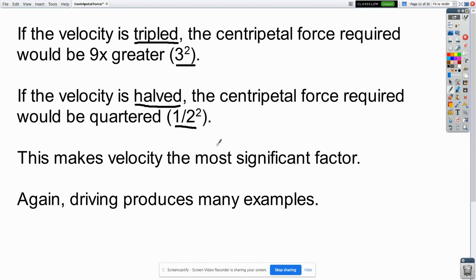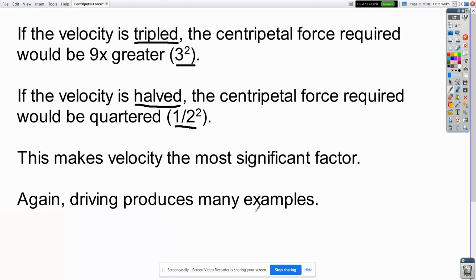Slowing down a car just a little bit reduces the centripetal force more than reducing the mass in a greater way. So again, if I wanted to, for example, cut the velocity of a car in half, that has a greater effect than cutting the mass of the car in half. It would be 1/4 the centripetal force required, whereas cutting the mass in half would just be 1/2. The velocity has a bigger impact on the centripetal force than either the mass or the radius.